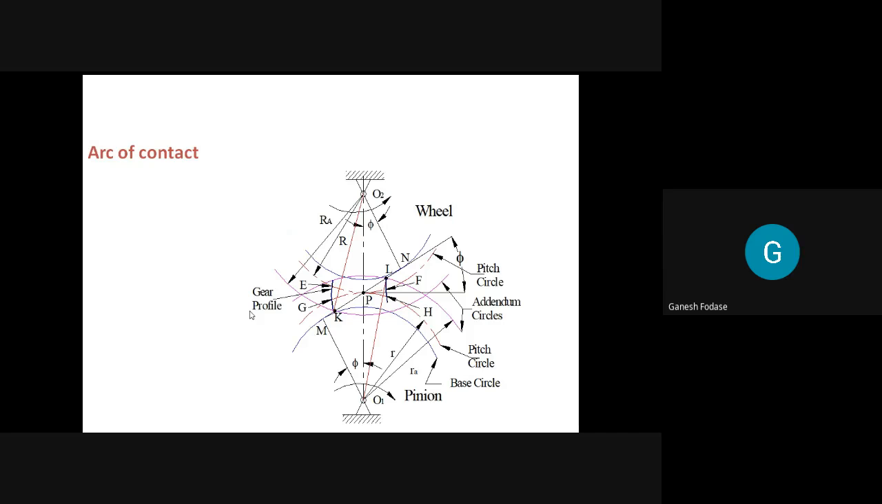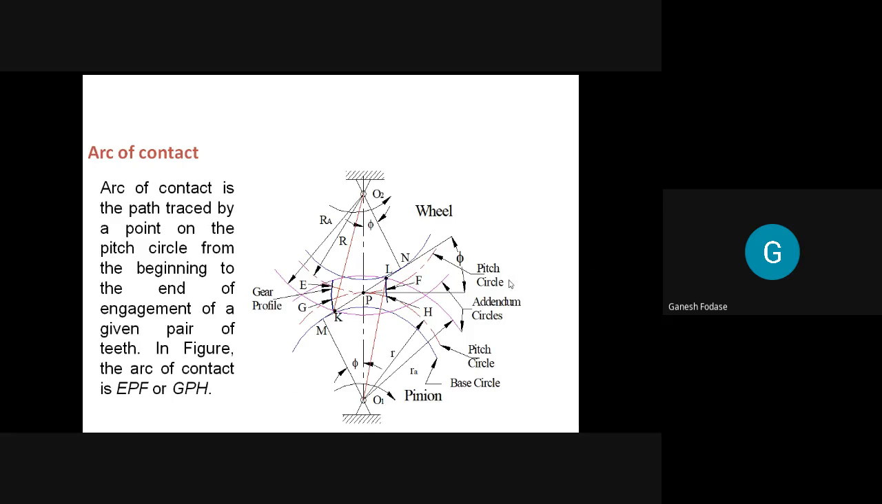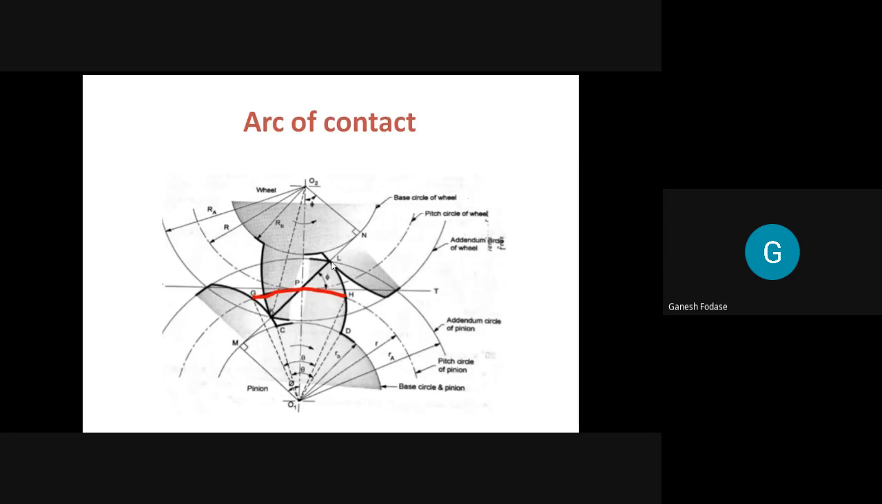And then arc of contact. As we have seen, path of contact is nothing but the path traced by the point of contact from beginning to end, that is K to L. So when the point is moving from K to L, this point on the pitch circle is moving from G to H. So the arc travelled, or distance travelled, on the pitch circle during the path of contact is nothing but arc of contact. That arc from beginning to end of engagement during path of contact is called the arc of contact. It's nothing but GPH.